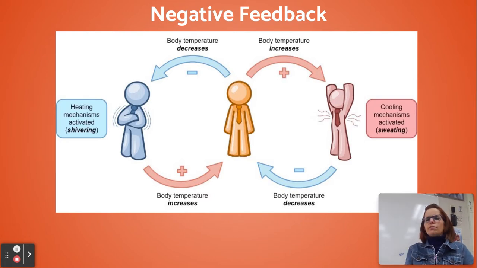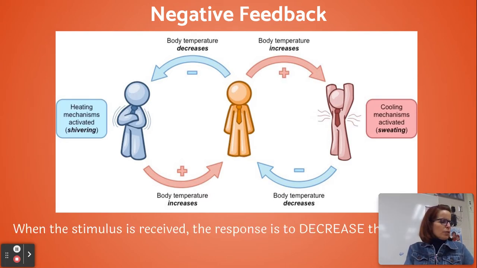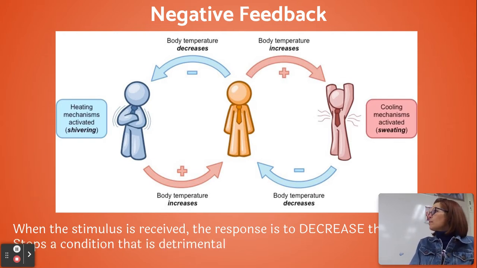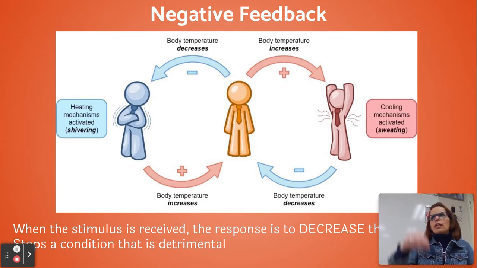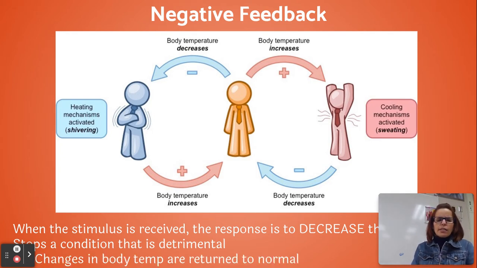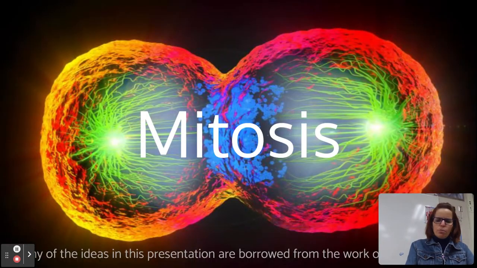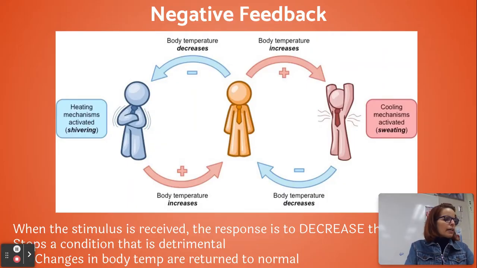We're almost to the end of this section. Negative feedback, remember, is decreasing the stimulus. So the example here is when the body temperature is going the wrong direction, either too high or too low. We want to return it back to the normal. So it stops a condition that is detrimental and it returns the body temperature back to normal. That's negative feedback, stopping. Positive, oops, I thought I had positive feedback on here. Did I miss it?